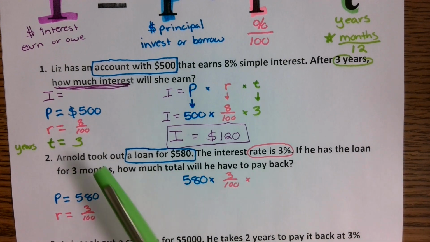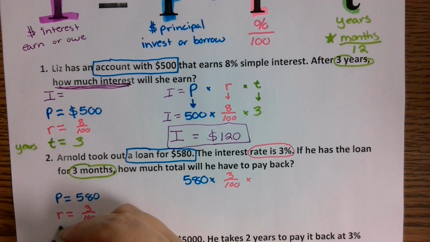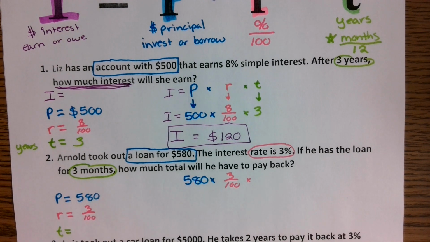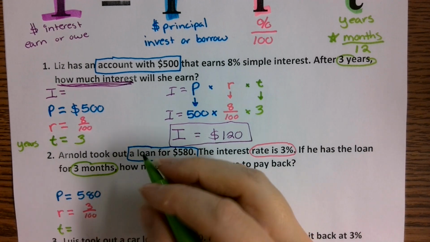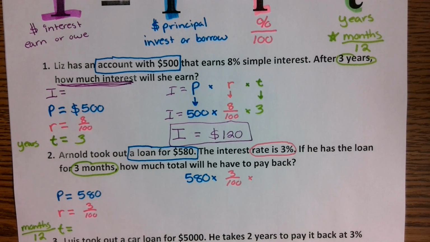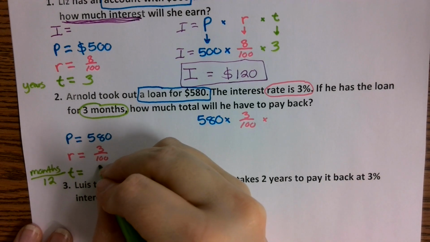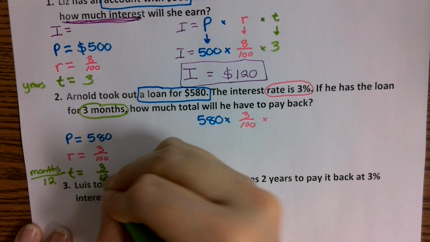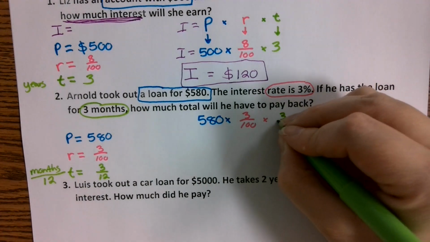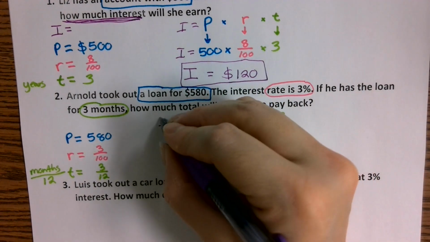He's going to have the loan for 3 months. There's my time, but uh-oh. It's in months. What do I need to do? Divide it by 12. In fact, put right next to the side of this, months over 12. That's important for you to remember. Months need to be over 12. So we have 3 over 12. Okay, and all of that is going to be equal to my interest.